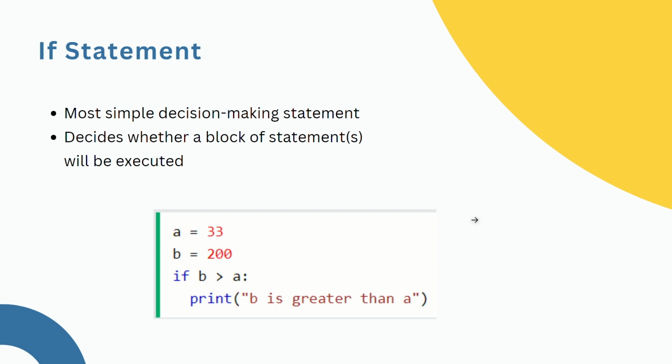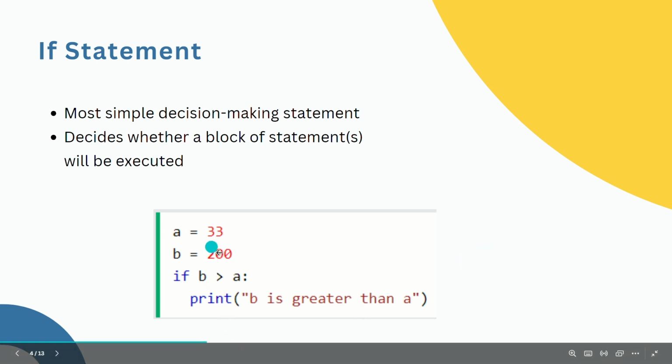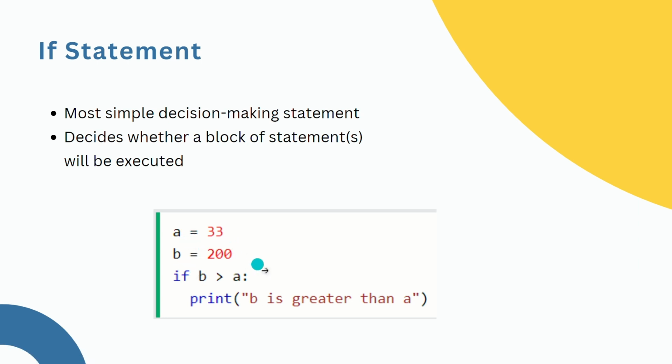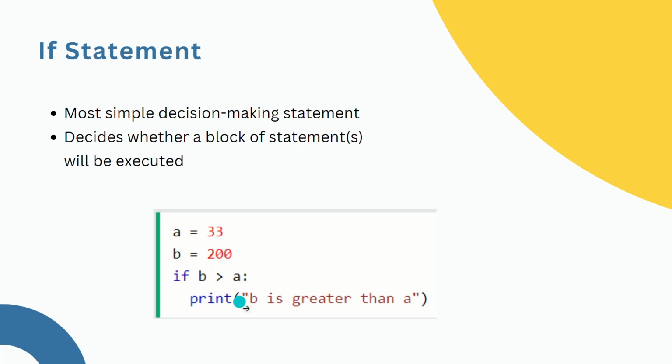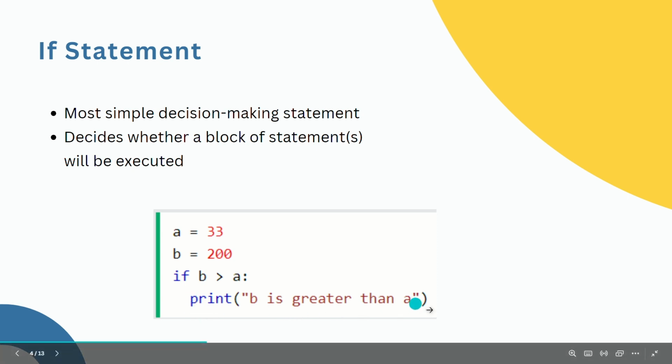The if statement is the most simple decision making statement, and it decides whether a block of statements will be executed or a single statement. It can be either multiple statements or a single statement. The example for this is: if we have A as 33, B as 200, and we give the if condition where if B is greater than A, then this statement will be executed. B is greater than A, 200 is greater than 33. So in this case, the print statement will be executed and B is greater than A will be printed.